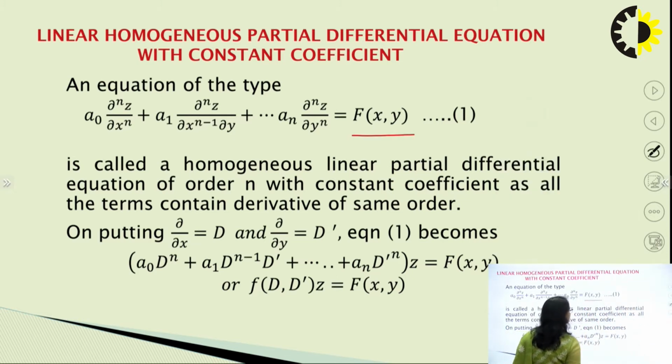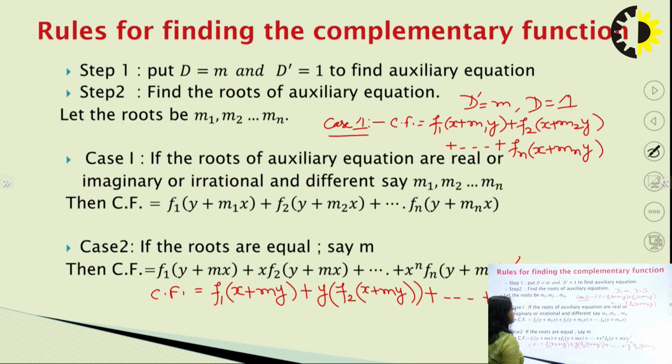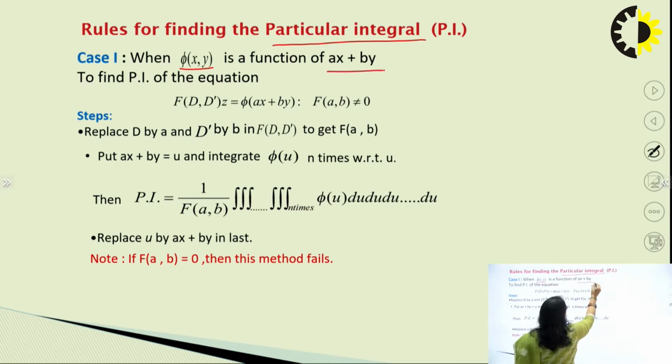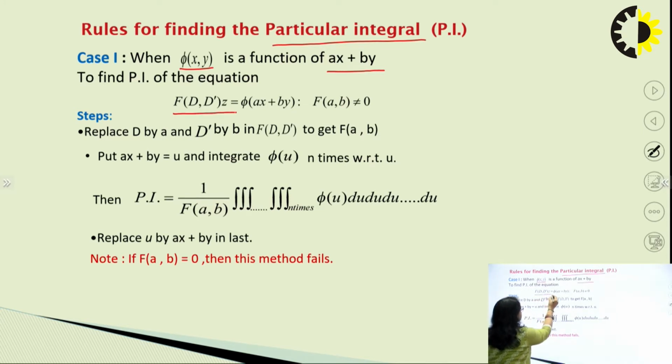In that situation we will find the particular integral also. So to find the particular integral, the first case is when phi(x, y), that means the function on the right hand side, is some function of ax plus by. So the right hand side is of the ax plus by form, and in that case, to find the particular integral of the equation f(D, D')z equals a function of ax plus by, we need to check that f(a, b) must not be equal to 0.